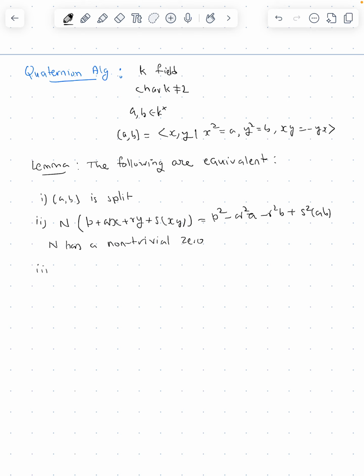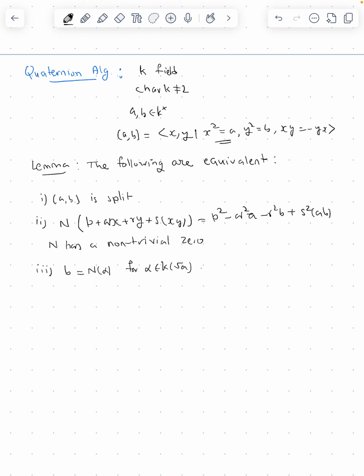And third, b should be the norm of some element in this quadratic extension of the field, K adjoined the square root of a. The square root of a is basically x from this. These three are equivalent, and we'll see why they are equivalent next time.